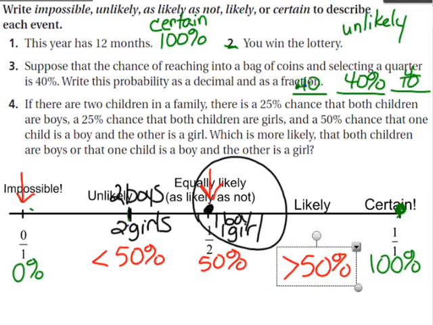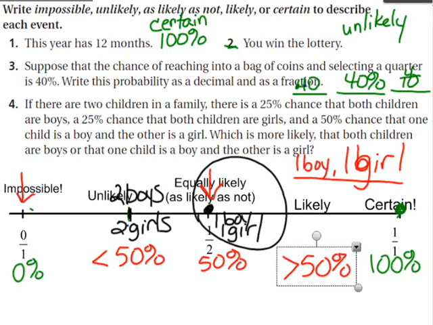So on your extra line, write down around here, 1 boy, 1 girl. That's what's more likely because there's a 50% chance of having that. All right, let's look at question number 9.